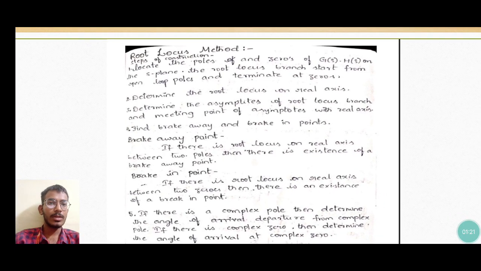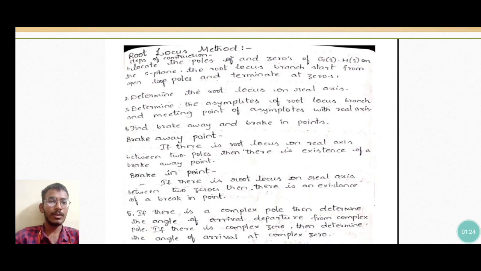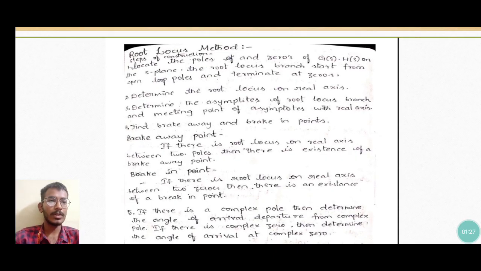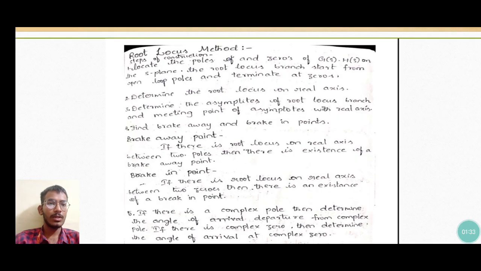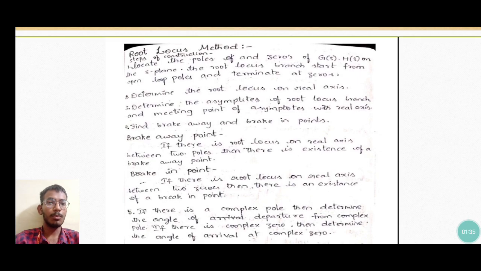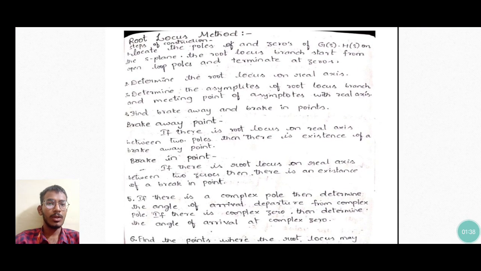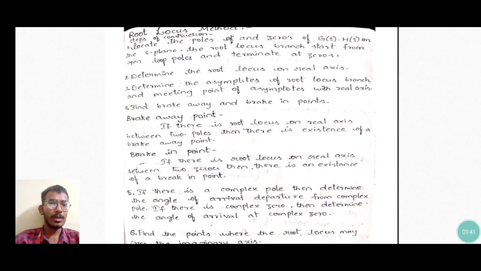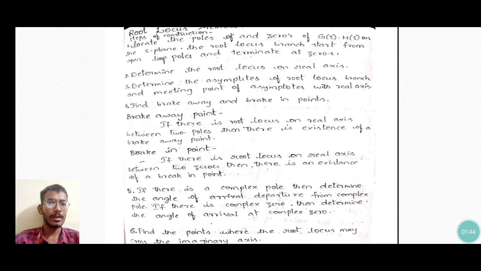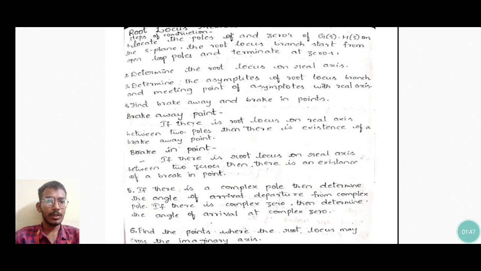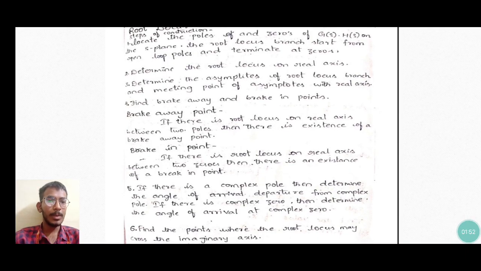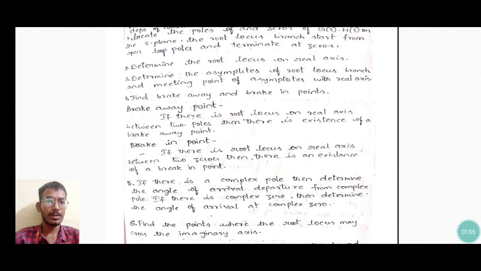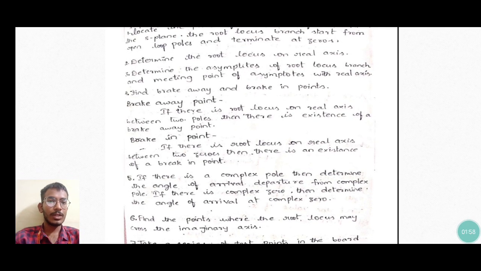Root locus method. Steps of construction. First, in step 1, we should locate the poles and zeros of G(s) and H(s) in the S-plane. The root locus branches start from open loop poles and terminate at zeros. In the second step, we should determine the root locus on the real axis. Moving to the third one, we should determine the asymptotes of the root locus branches and the meeting point of the asymptotes with the real axis. And in the fourth step, we should find breakaway and break-in points.